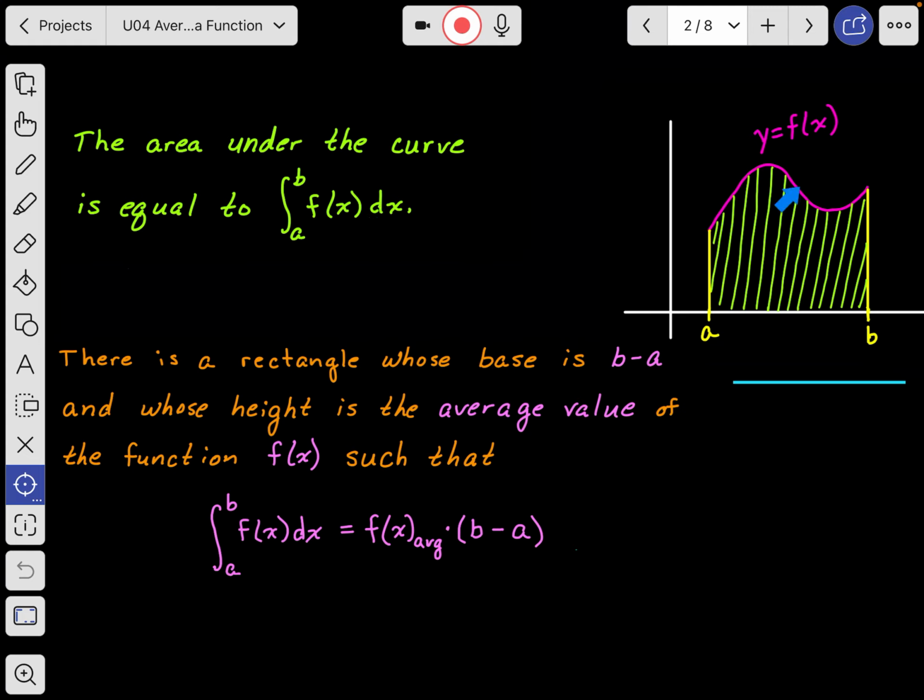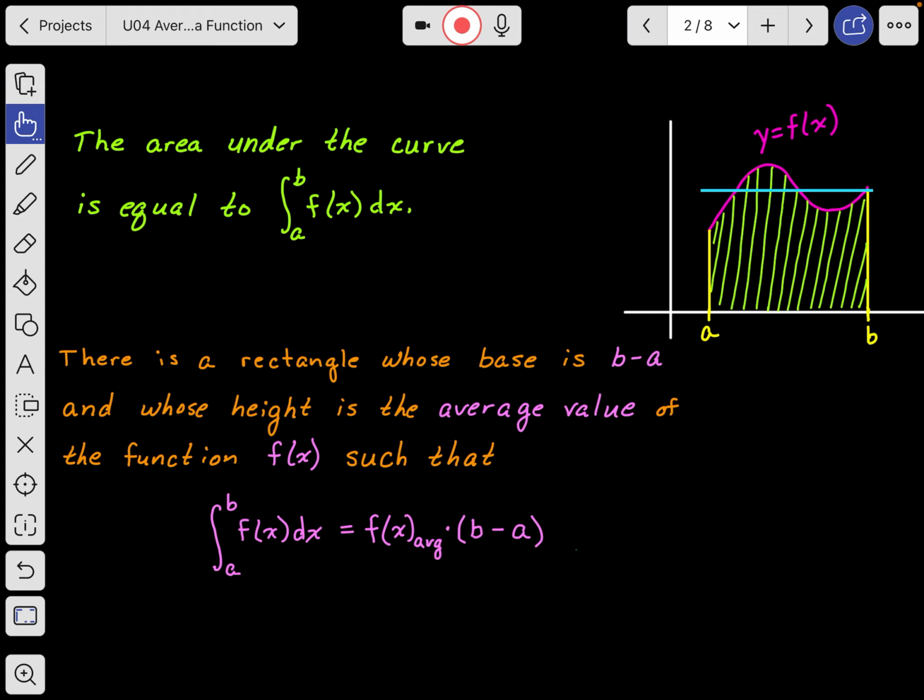So if we have this function y equals f of x, and we know that the base is b minus a, I can find the average height. Let's see if I can grab my little blue line over here. Yep. I can say, is this the average height? Probably not. This would lead us to an underestimate of our area. Here, I think that would probably be an overestimate. So what we need to do is use calculus to find that average height. And that would be somewhere probably right in here.